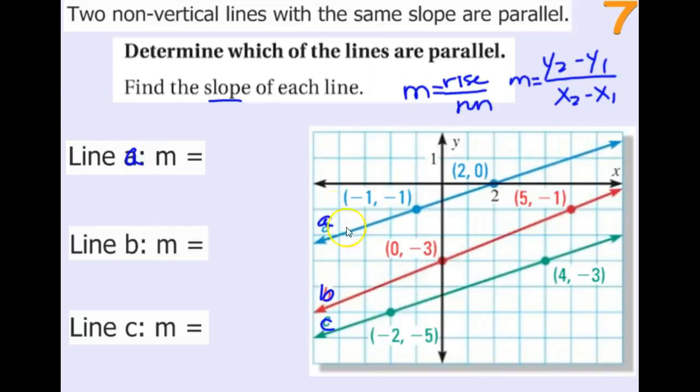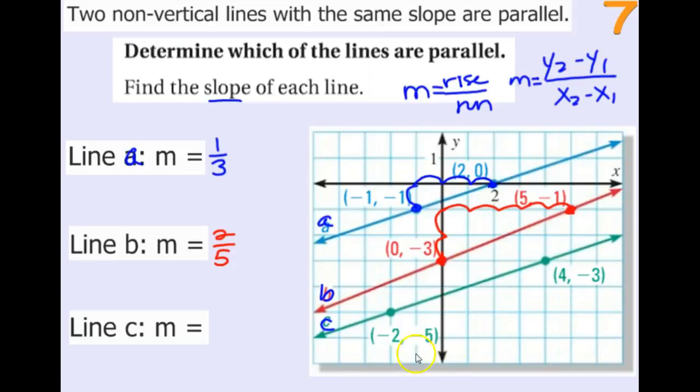I'm going to look at line A first. From this point to this point, I'm rising 1 and running 1, 2, 3. 1 over 3. Then line B, from here to here, I'm rising 1, 2, and running 1, 2, 3, 4, 5. Notice I'm always starting on the left to do rise over run. If you went from the other way, and you went -2 and -1, 2, 3, 4, 5, -2 over -5 still makes a positive 2/5.